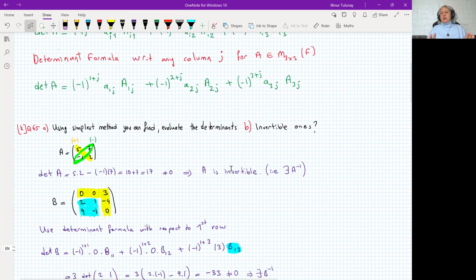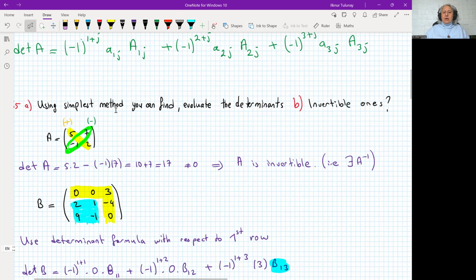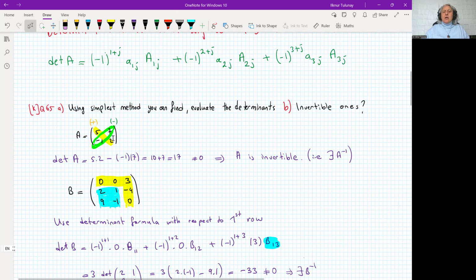Okay, if you have a 2 by 2 matrix, the determinant of a 2 by 2 matrix is easy because we multiply the main diagonal and subtract the opposite diagonal. So this will be 5 times 2 minus the multiplication of the entries of the opposite diagonal. Main diagonal plus, opposite diagonal minus. So 5 times 2 minus minus 1 times 7. So that's 10, plus 7. That's 17. So the determinant is not equal to 0. It means that there exists an inverse of it.